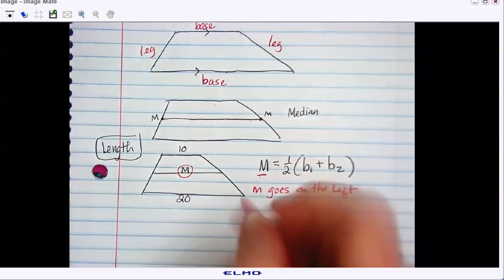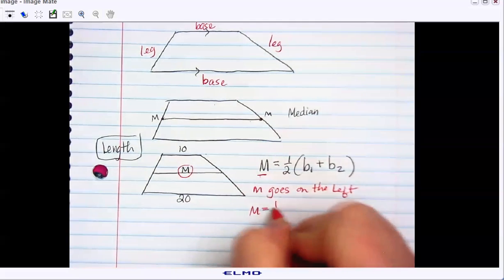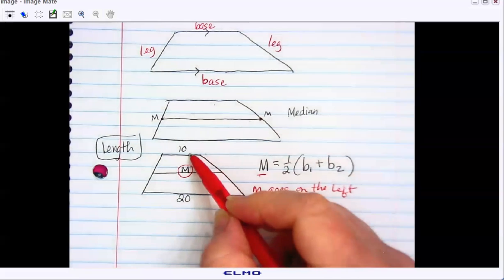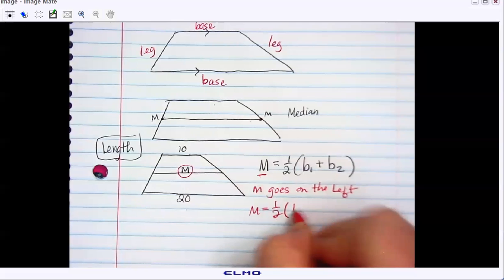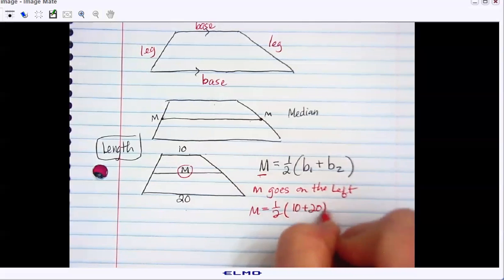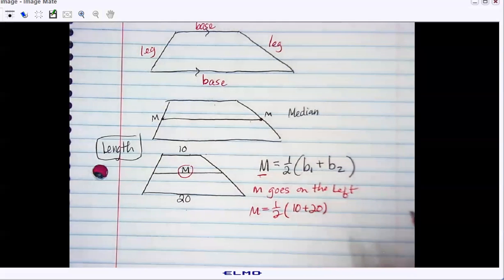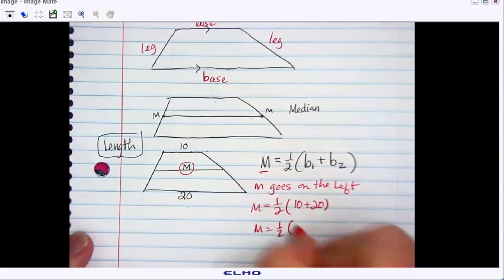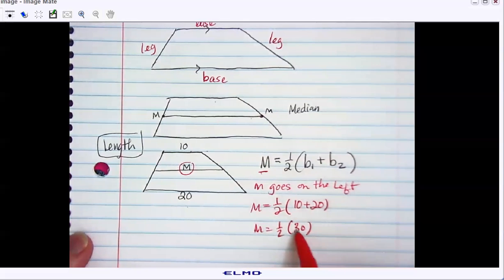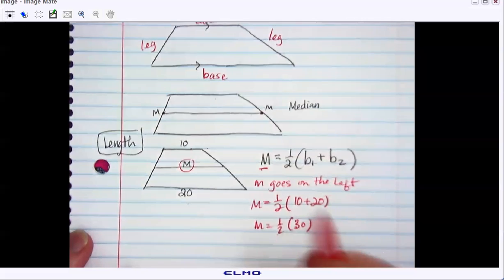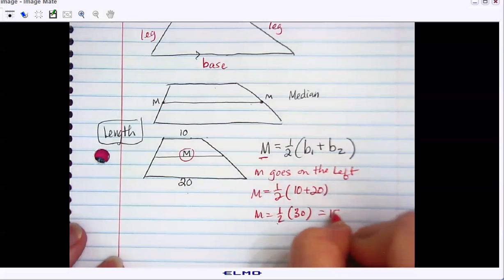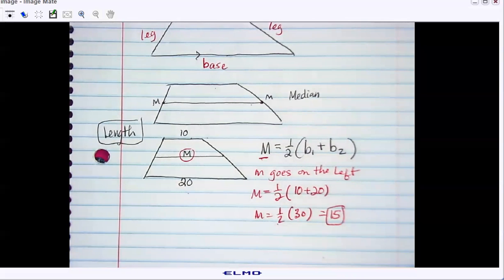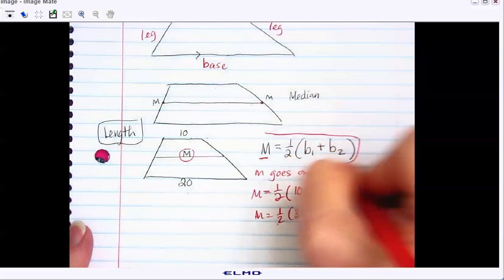Sometimes we'll know the value of M, and sometimes we're trying to find M. So we have M is equal to 1/2 base 1 plus base 2, 10 plus 20, or 20 plus 10. They both give you 30. So M is equal to half of 30. And so we take 30 and divide it by 2, and we get 15. So there's our median, 15. Question on that? Anything that I can clarify?